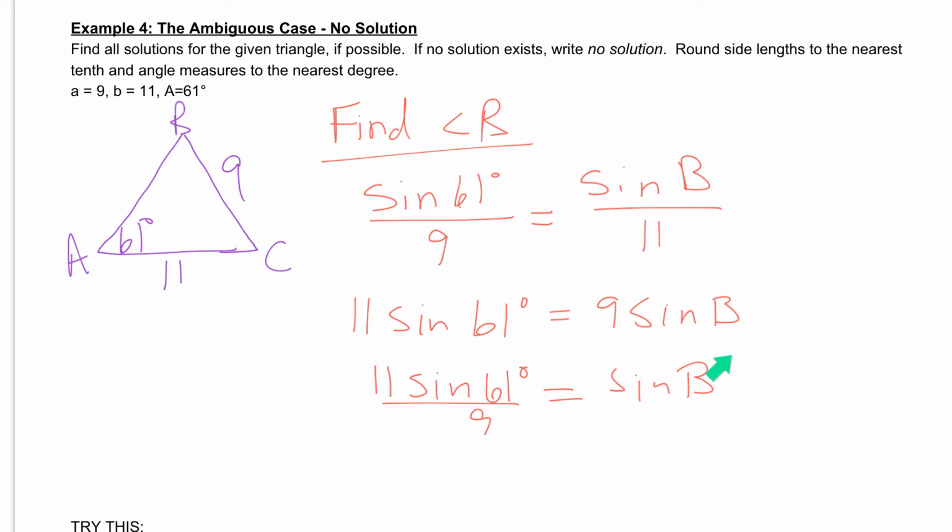We need to get B outside of the sine. Right now it's attached with the sine. To do that, we would need to take the sine inverse of both sides. So we would take the sine inverse of 11 sine of 61 over 9, which is going to be equal to B. Now I want you to pause this for just a second and plug this into your calculator all at one time: the sine inverse of 11 times the sine of 61 over 9, and tell me what happens, or think about what's going to happen. So pause it now.